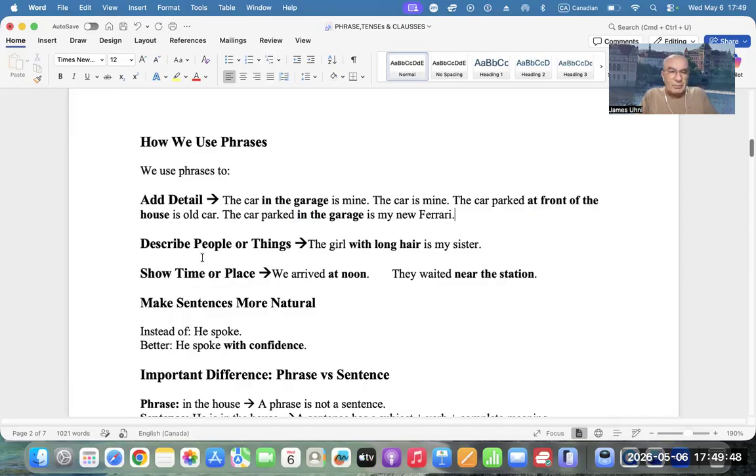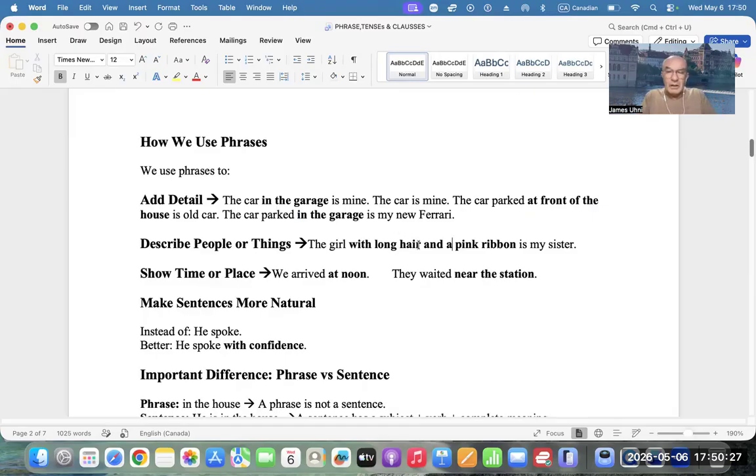Phrases describe people or things. The girl with long hair is my sister. The girl is my sister, but there is 15 of them standing. No, it is the one with long hair. And you can add with long hair and pink ribbon. And I forgot, and a pink ribbon is my sister. Now you know exactly who she is.